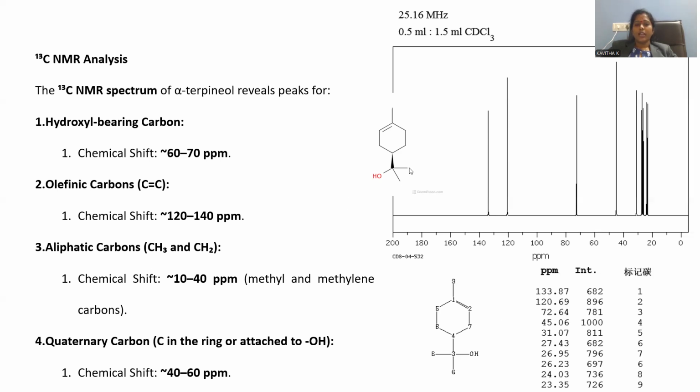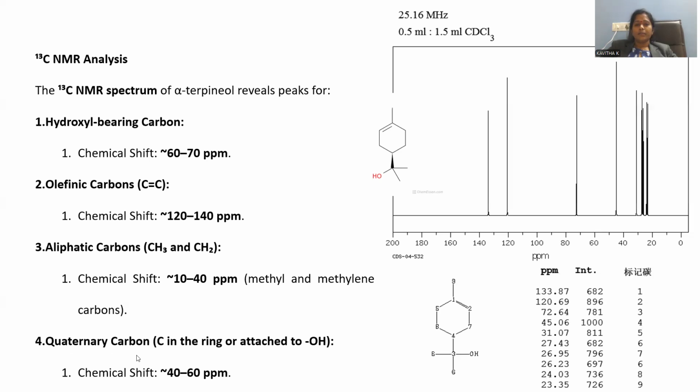And aliphatic carbons will be there. You can notice methyl carbons and methylene carbons. They range at 10 to 40 ppm. So here, multiple peaks are noticed at 10 to 40 ppm, because we have multiple carbons corresponding to CH3 and CH2. That's the reason why the CH3 and CH2 give peaks in the range of 10 to 40 ppm. Multiple peaks we can notice.